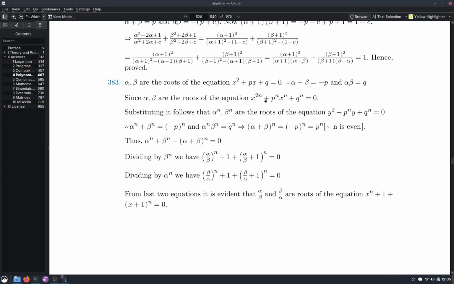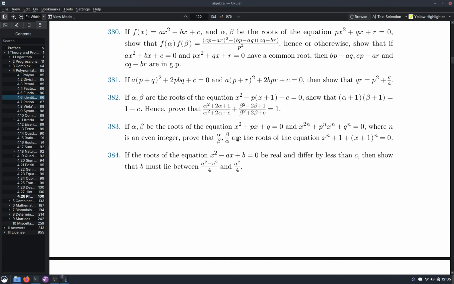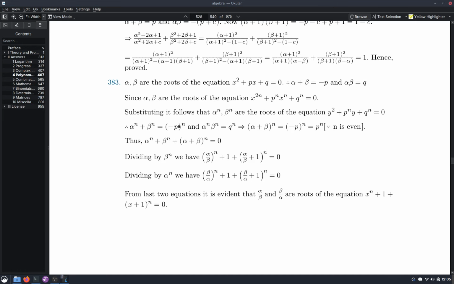So you see that instead of that you think that y is equal to x to the power n here. And so alpha, beta are the roots here. So it will be alpha to the power 2n. Okay, so if it becomes y square, then alpha to the power n will be a root of this. Now once we have this equation, we can say that alpha to the power n plus beta to the power n is equal to minus p to the power n. And because n is even number, okay, so n was even, so this will be positive, but it should be negative.